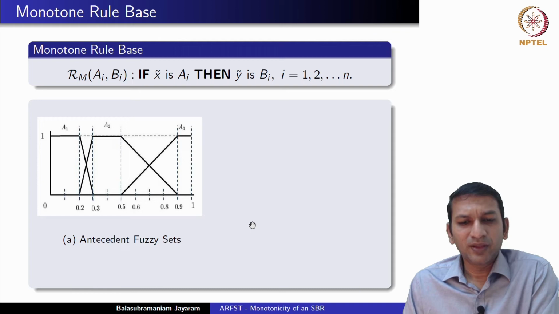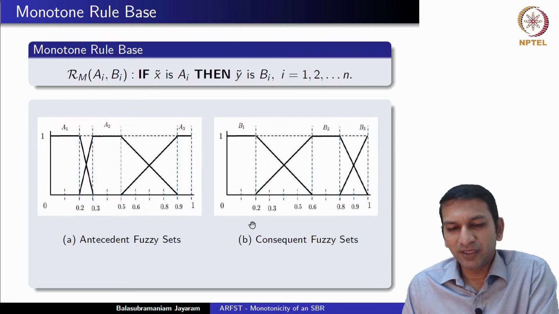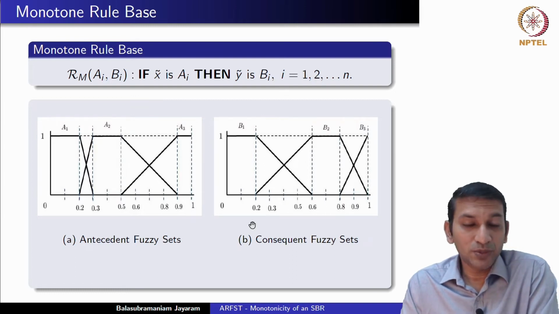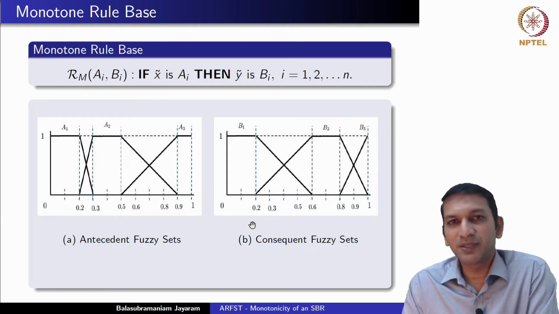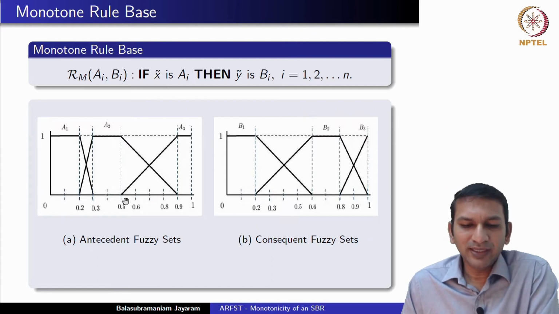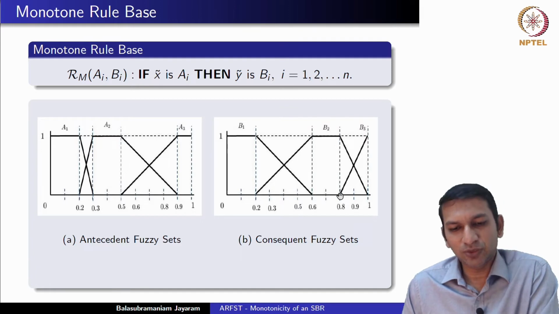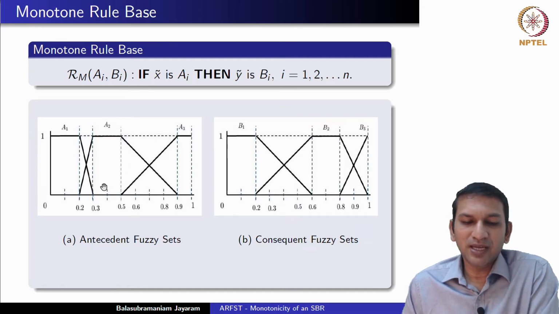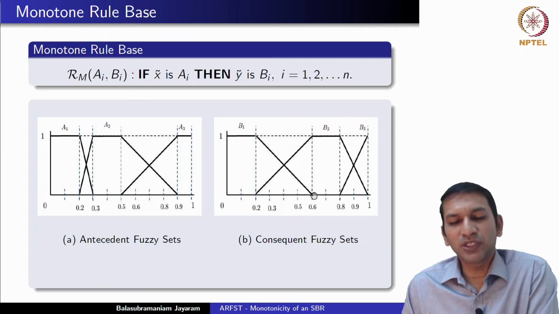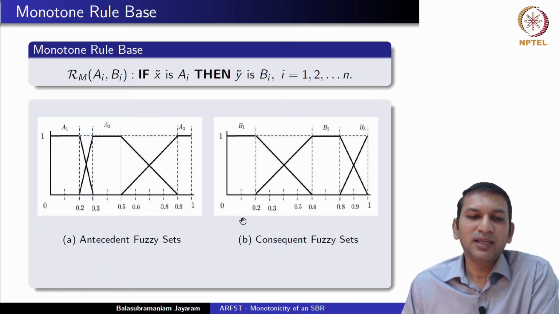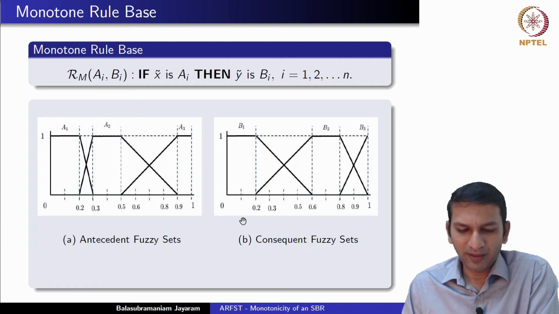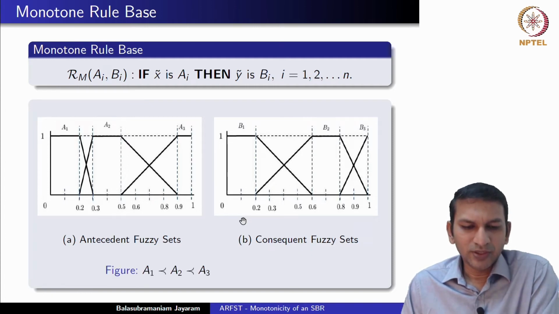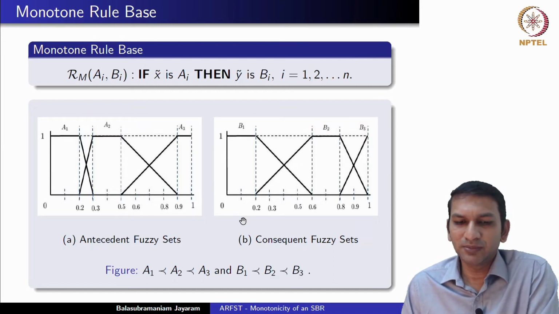Now, if you consider these 3 fuzzy sets, A1, A2, A3 and B1, B2, B3, they are clearly orderable with respect to the level set based ordering, alpha cut based ordering. So if you take them as fuzzy sets on X and these are fuzzy sets on Y, then we could consider them as antecedents and the corresponding consequents. And if you make such 3 rules, then it will be a monotone rule base. Because clearly A1 is less than A2 is less than A3. Similarly, B1 is less than B2 less than B3. This is again with respect to the alpha cut based order.